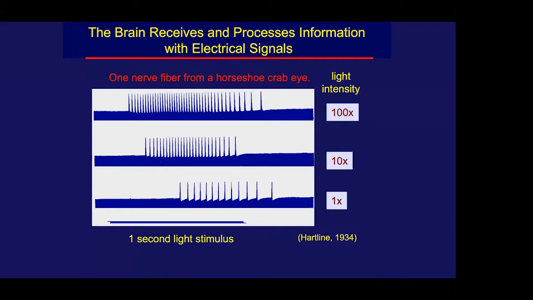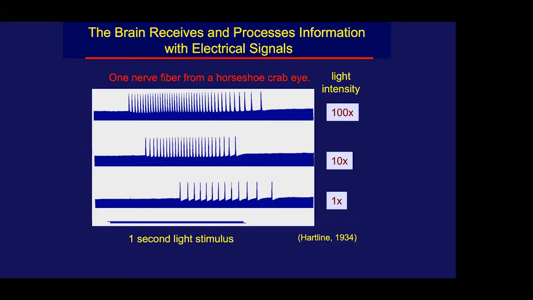there it is. So in this classic experiment from the 1930s, the horseshoe crab eye was stimulated with different intensities of light, 1 or 10 times or 100 times the intensity. And the electrical signals, the action potentials that were generated in the eye were recorded here. And you can see that as the eye is stimulated with increasing intensity, there are more electrical signals. They come at higher frequency and the stimulus lasts longer.